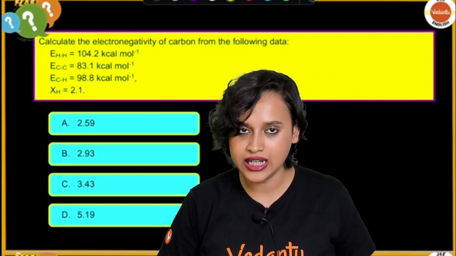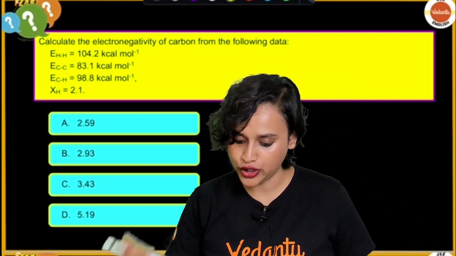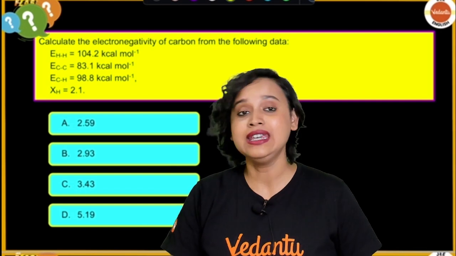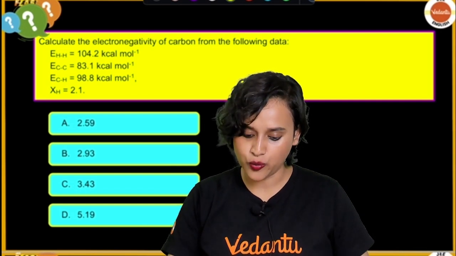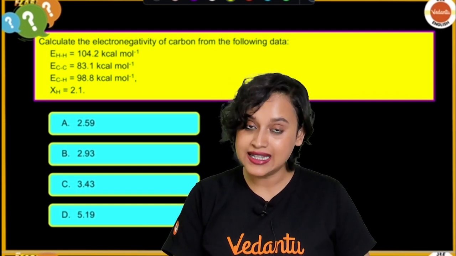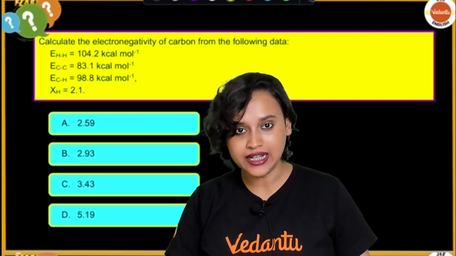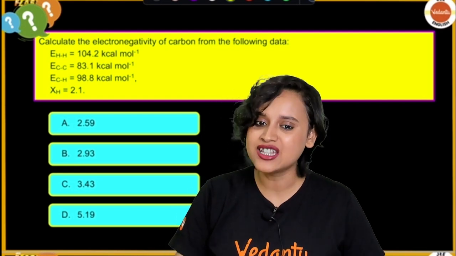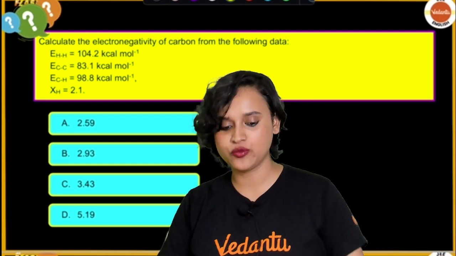So you are given E_HH is equal to 104.2 kilocalorie per mole. E_CC is equal to 83.1 kilocalorie per mole. E_CH is equal to 98.8 kilocalorie per mole. X_H is equal to 2.1. So we have to calculate.